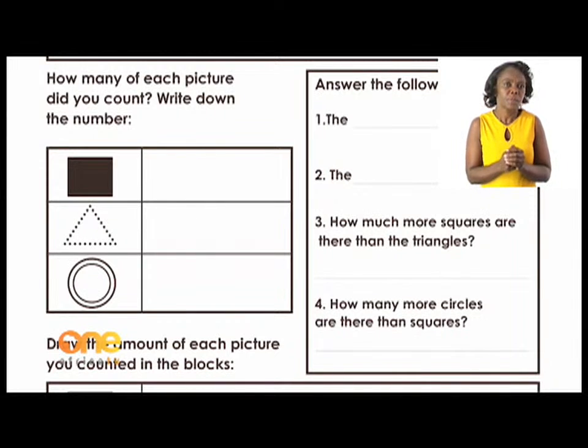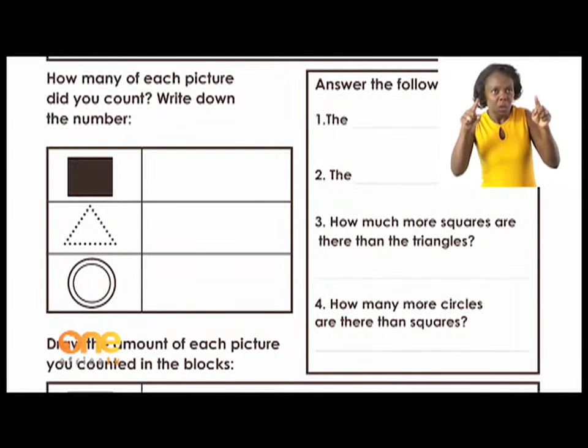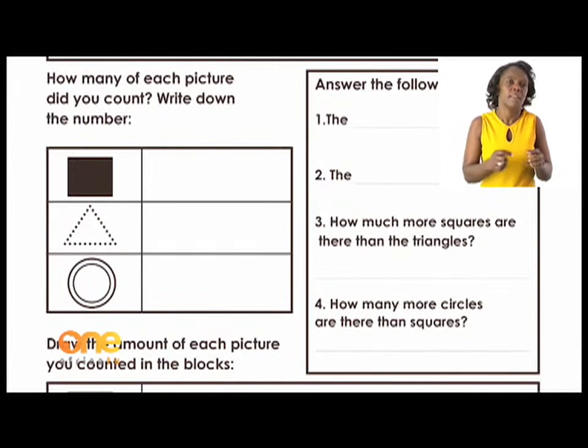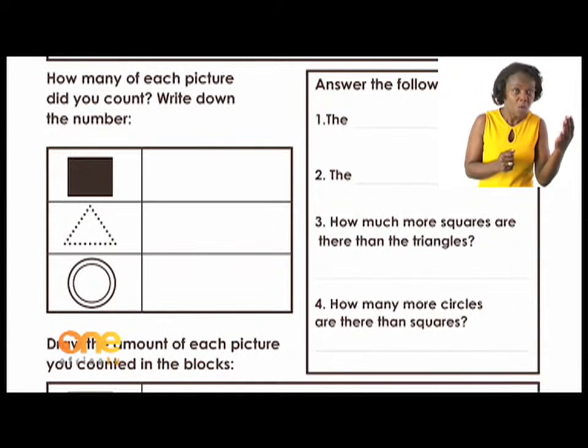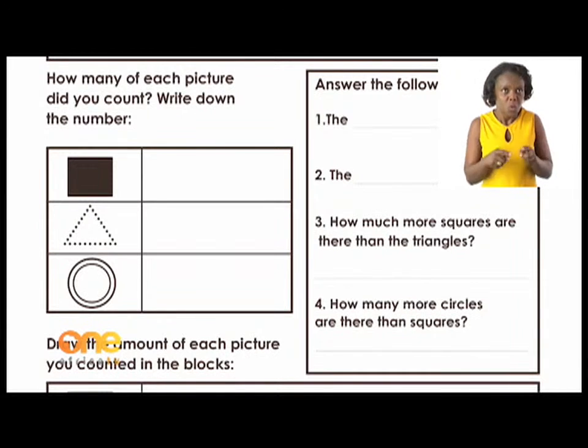Number 3, how much more squares are there than the triangles? So now we are comparing the squares and the triangles. How much of the squares are more than the triangles? What do you do there? What do you think we do there? You have to find out for me. I'm going to check on you tomorrow.